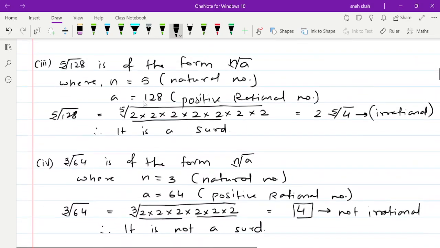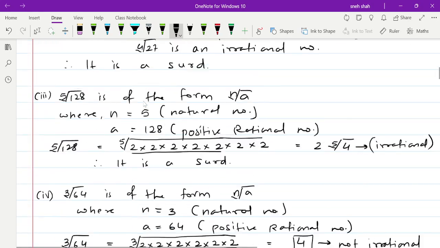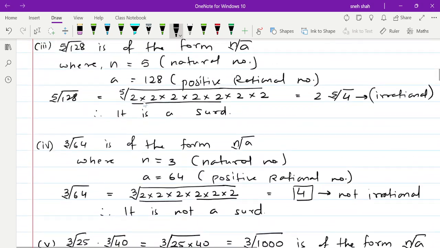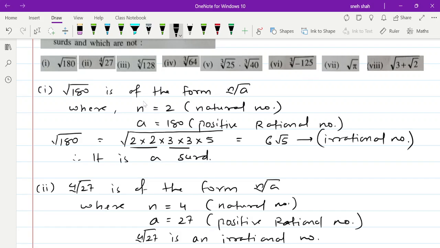So this was question number 2 from exercise 1C. And in the next video, we'll be solving question number 3.